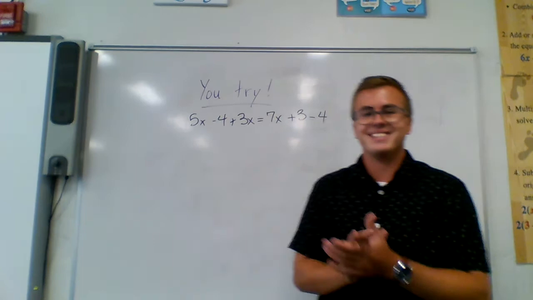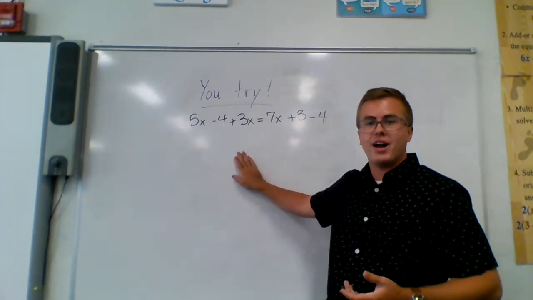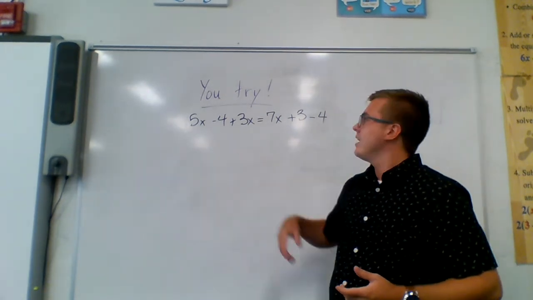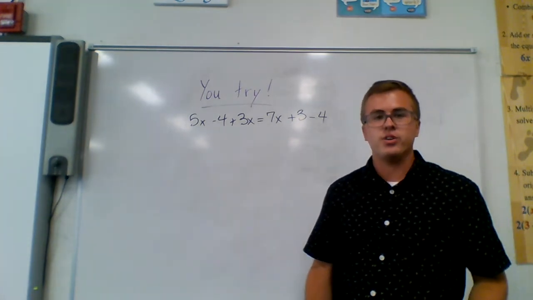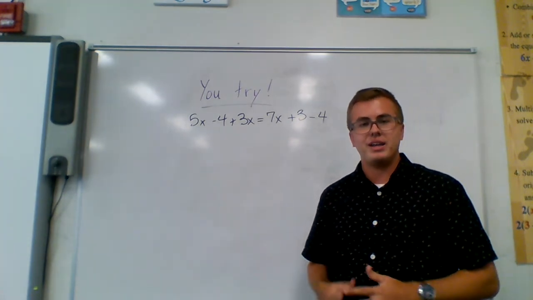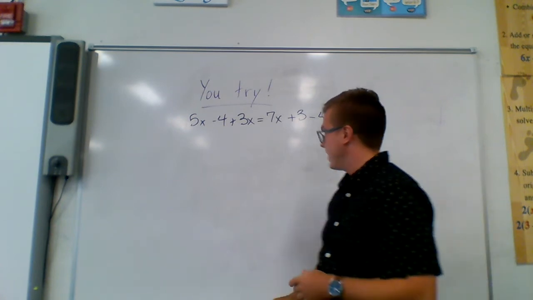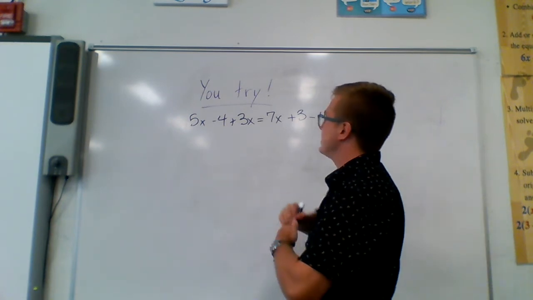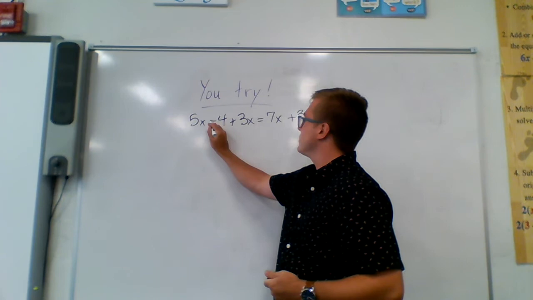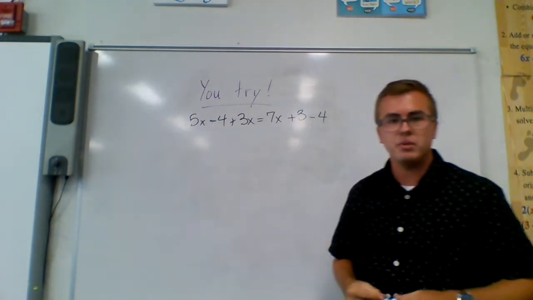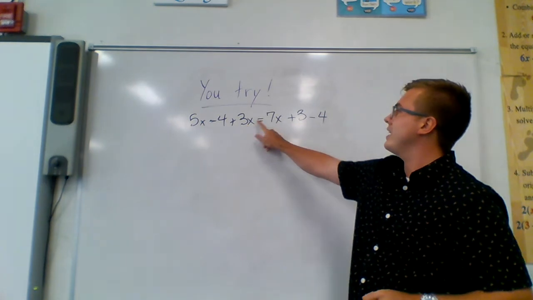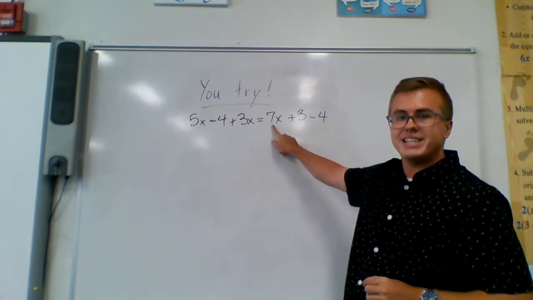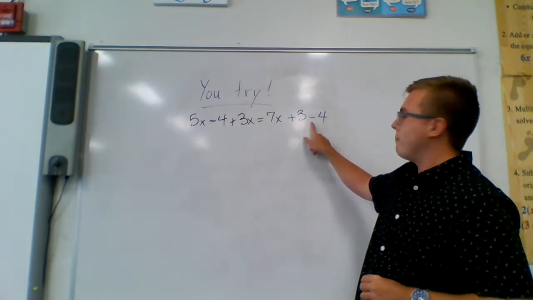All right, so this last problem here, I'm going to have you try on your own. And what I want you to do is make your t-chart, go through and solve it on your own paper, and type in what you get as your answer. This is a minus sign in here. I know it's a little bit small, so I'll make it a little bit bigger. So we've got 5x minus 4 plus 3x is equal to 7x plus 3 minus 4.